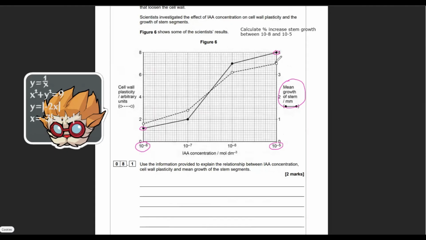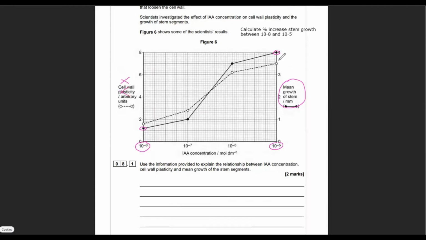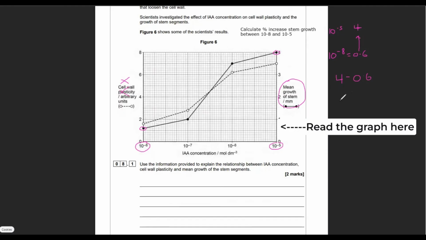Okay, folks, so what we want to do is at 10.8, we're looking at 0.6. Don't forget to look to the right-hand side, not the left-hand side. All right, that's super important. And then when it is at 10.5, the IAA is increased. You can see the mean growth goes up to 4 millimeters. So at 10.8, it is 0.6. We're using the right-hand side for the mean growth of stem. We're not looking at the left axes there, the y-axis on the left.